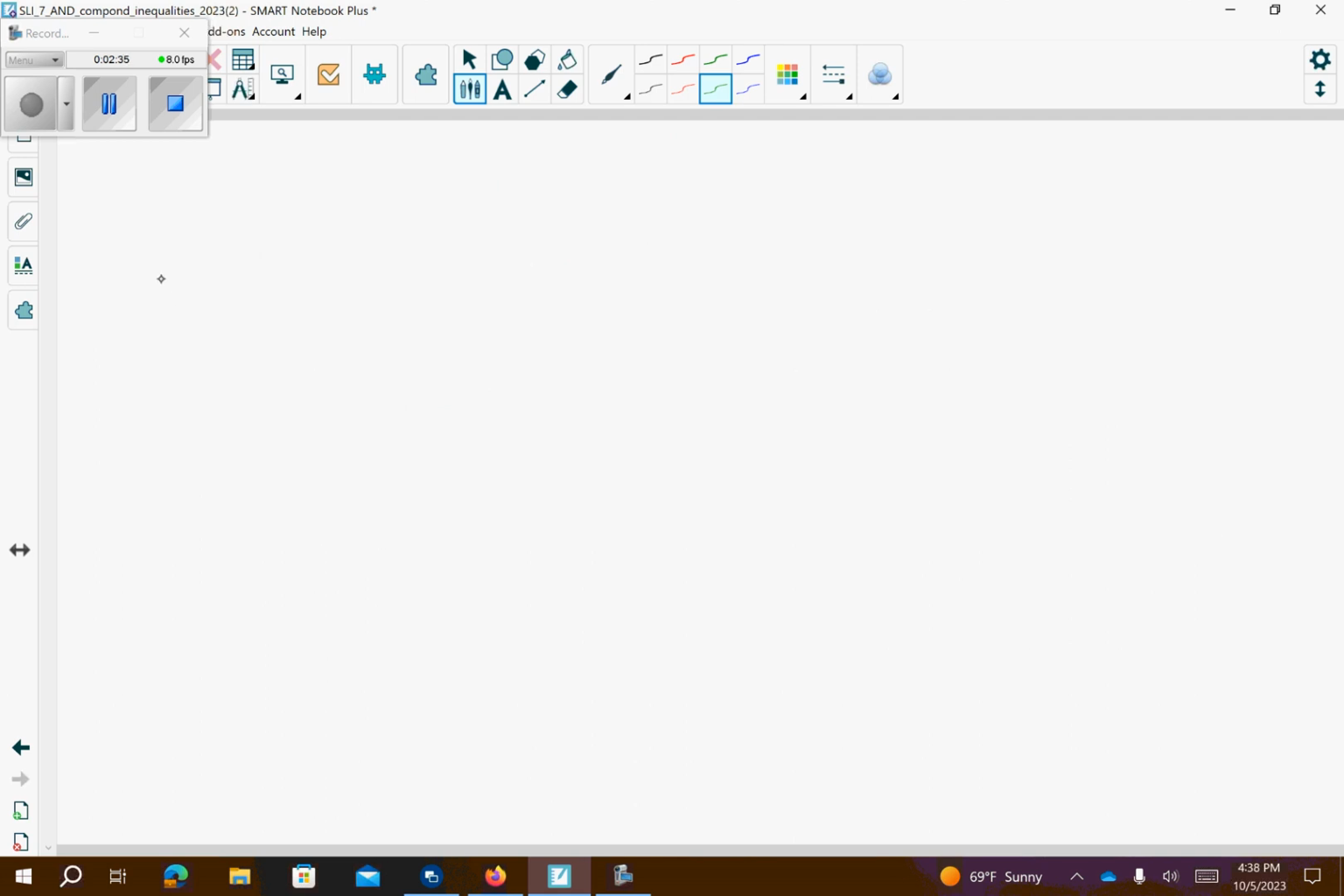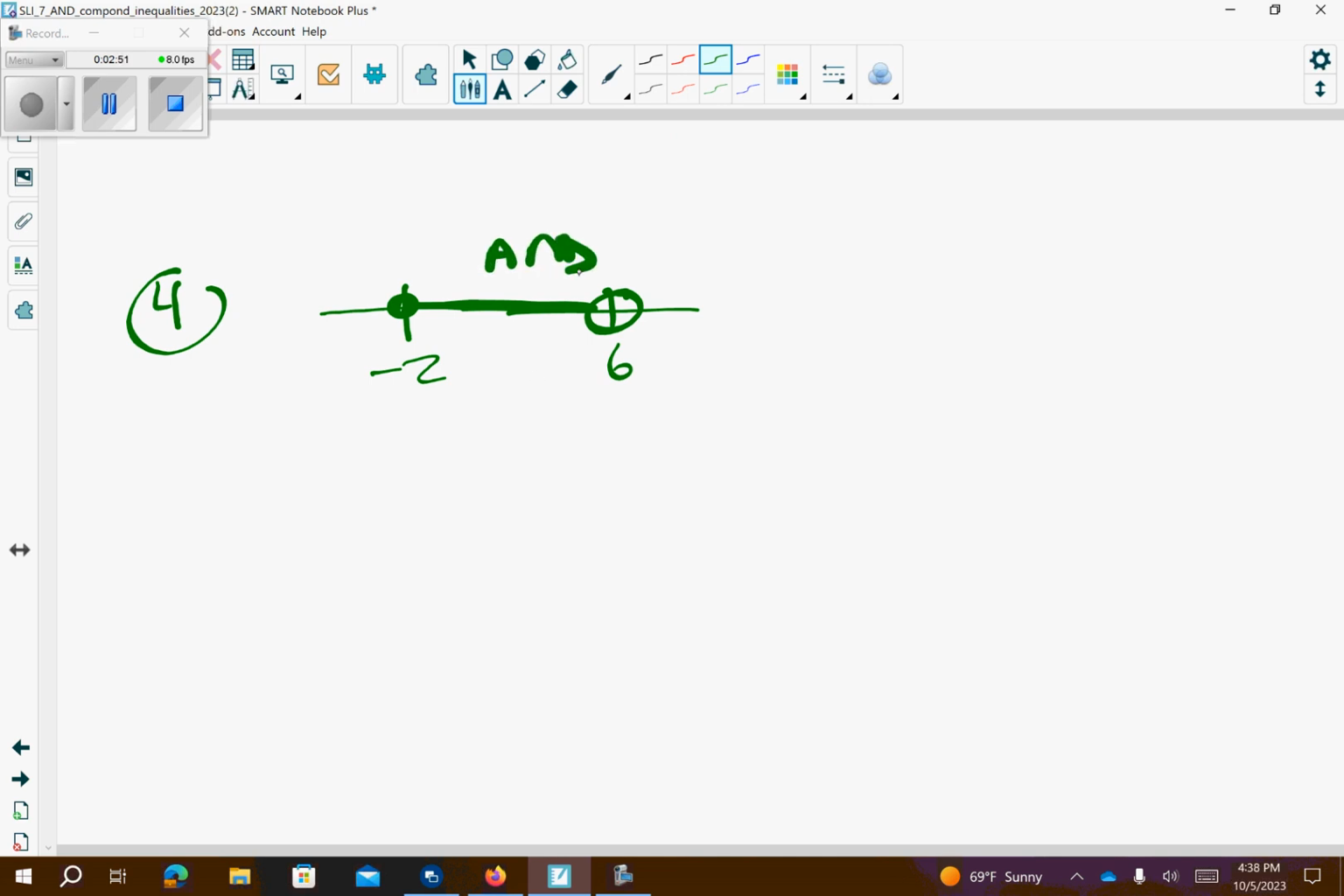Number 4. So it's -2 to 6. I have a solid dot here. I have an open dot here. I shade in between the 2. This is an AND problem because we are shading in between the 2. Okay, my interval notation is going to go from -2 to 6. Square bracket on the -2, parenthesis on the 6.